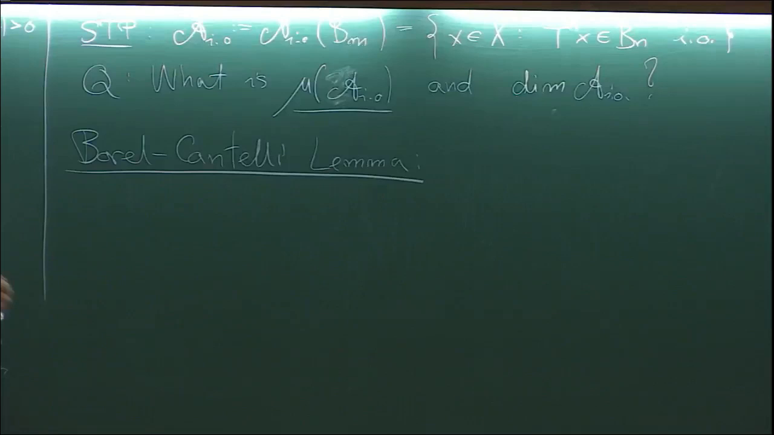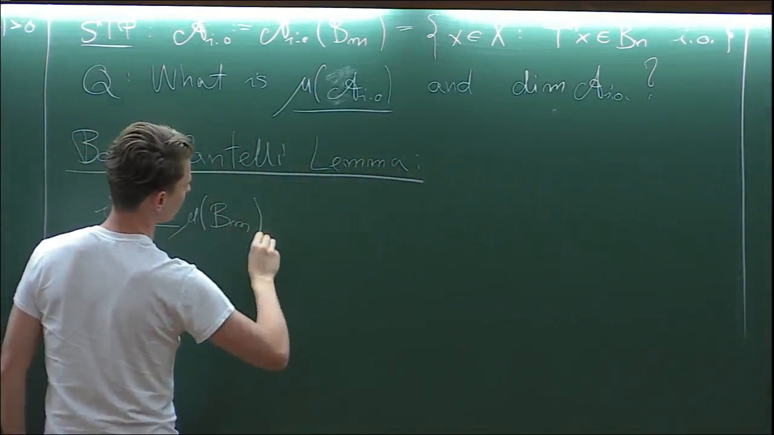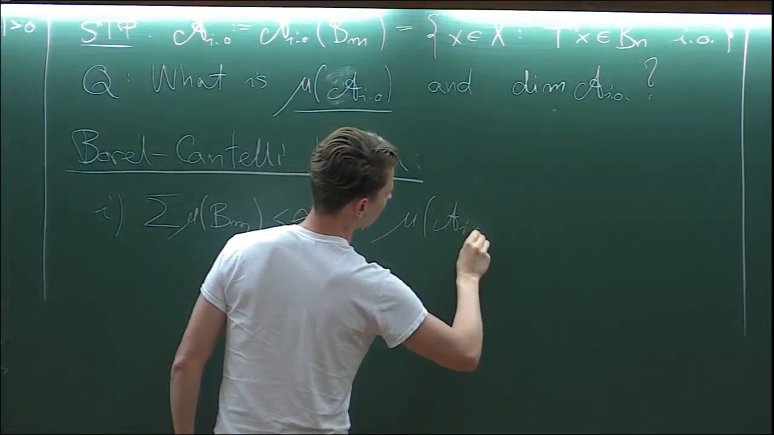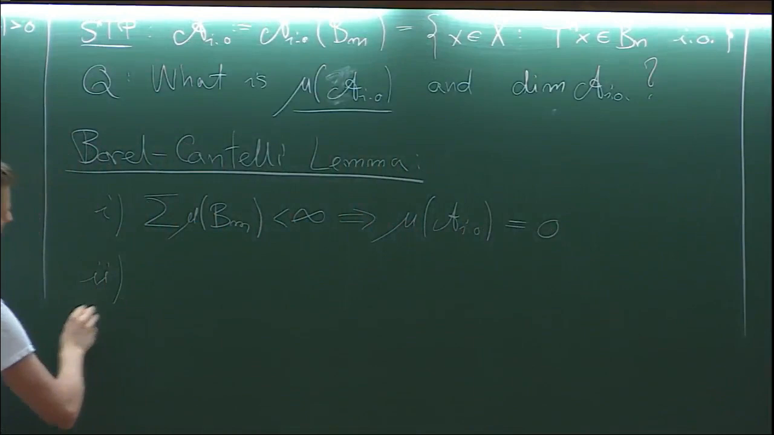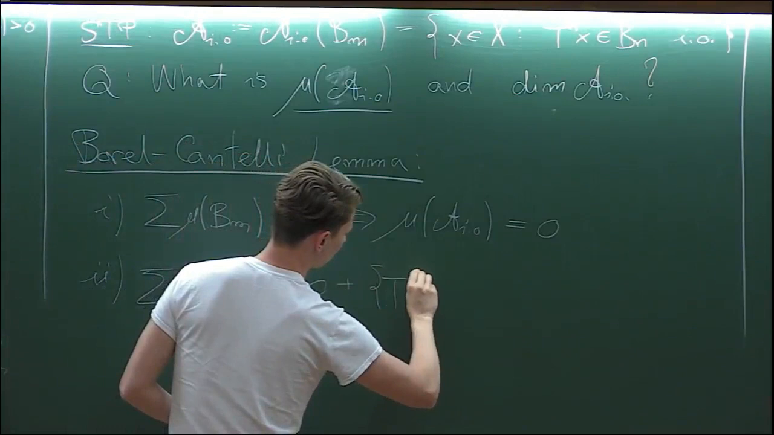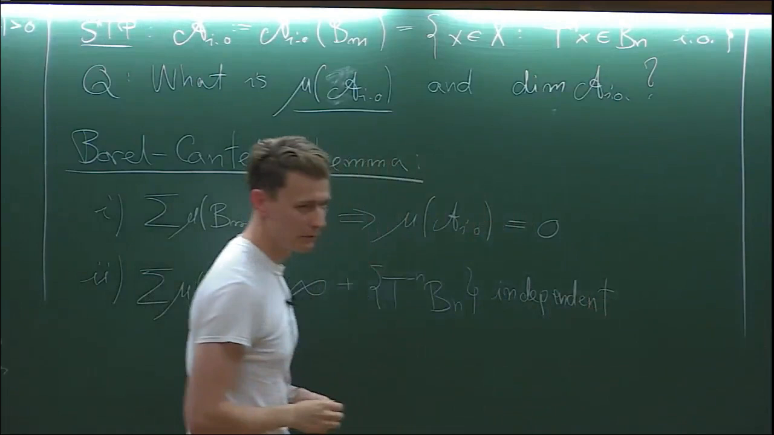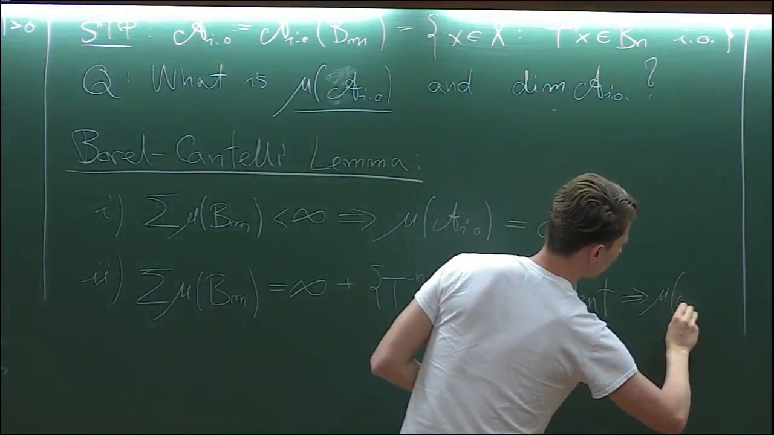So if we restate it in a dynamical language, it tells us the following. The first one is always the same. It tells us this: if the sum of the measures of the B_n is convergent, then we always get measure zero. And the converse statement is not exactly as clean. It says that if the sum of the measures diverges, we need to add the assumption that the sets T^{-n}B_n form an independent sequence of sets. And if that's the case, then we get measure equal to 1.